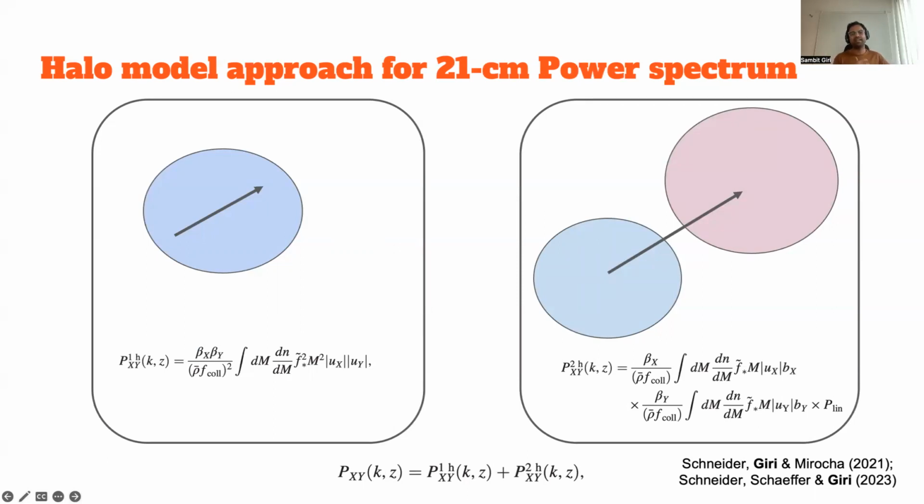This calculation gives a very fast method to model the 21 centimeter power spectrum. We can easily extend this framework to higher order statistics, such as the bispectrum and trispectrum.